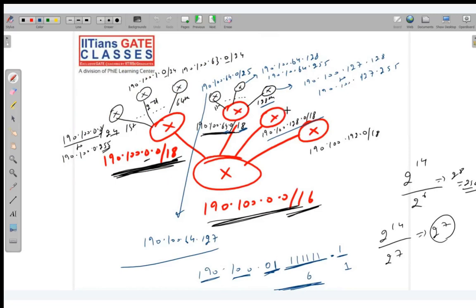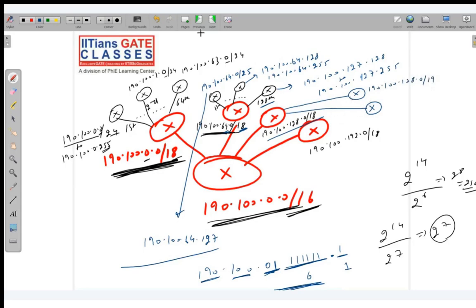So what are these? I will divide here into two parts. What I will get here is 190.100.128.0/19, and here also /19. So let me write it. Where should I write? That is the big problem of space. So let me put it here: first part and second part. The first part will be 190.100.128.0/19.